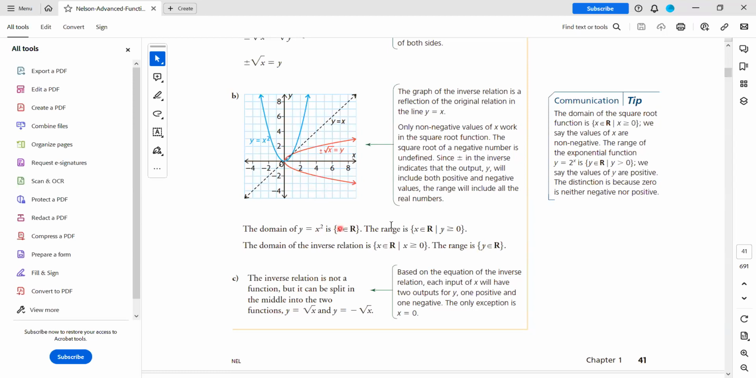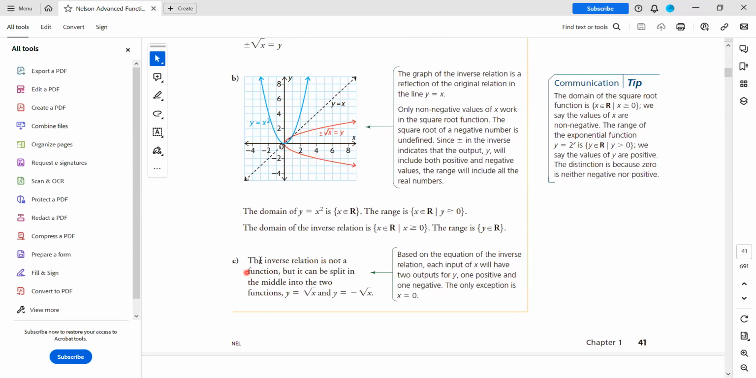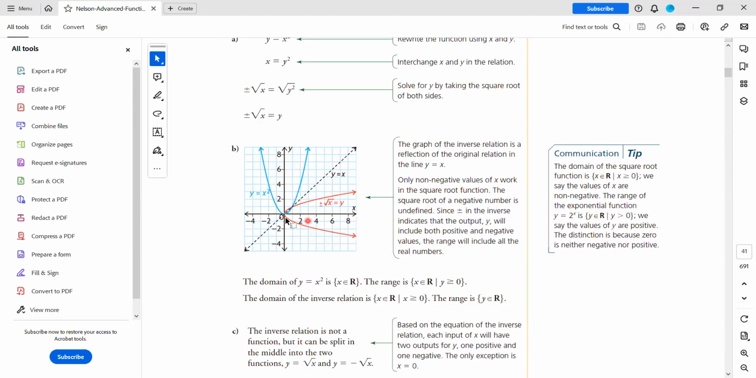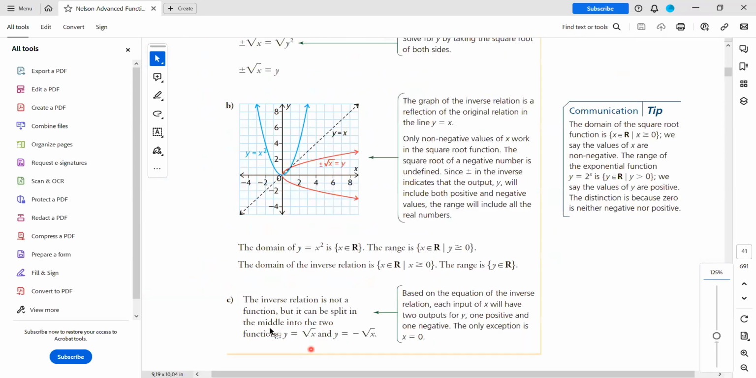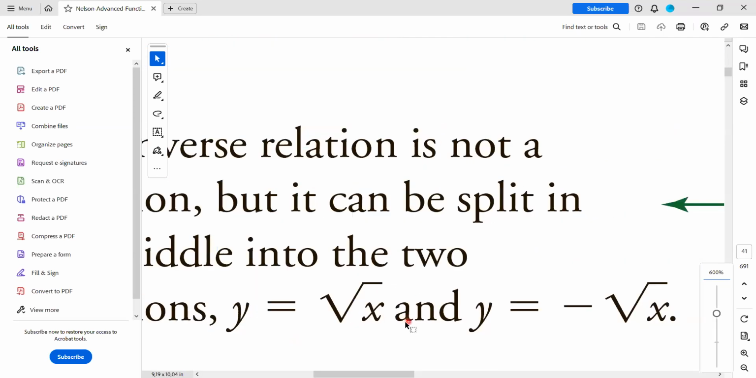Look, I even can have a spotlight. So my conclusion is the inverse relation is not a function, but it can be split in the middle into two functions, y equals square root of x and y equals negative square root of x, right? Separately, these two functions are totally fine.